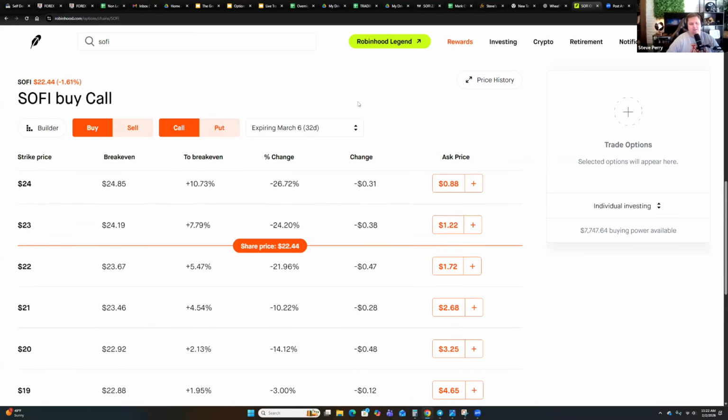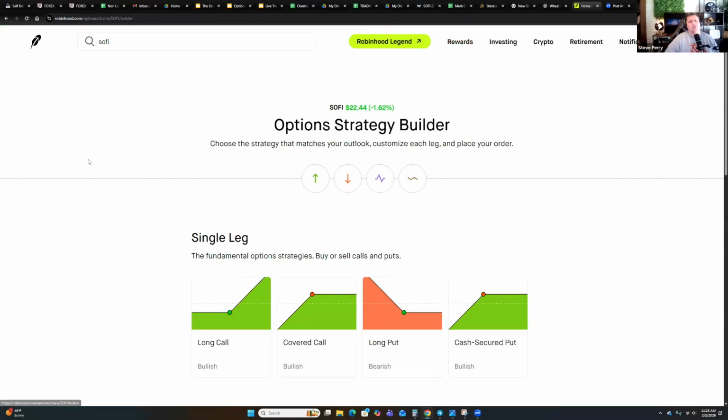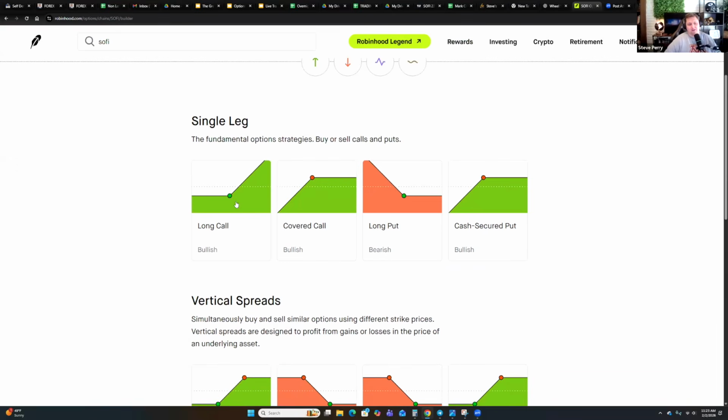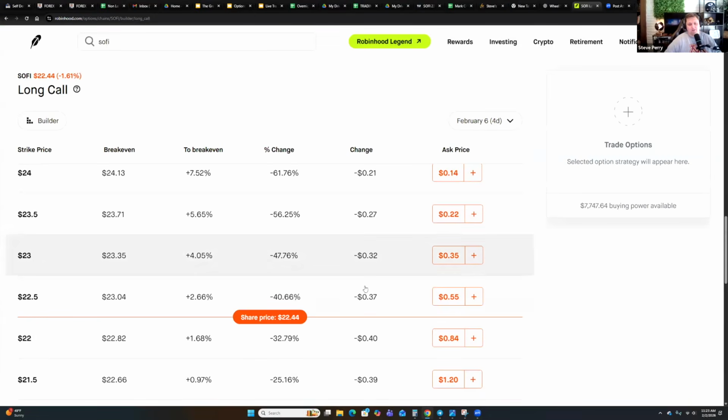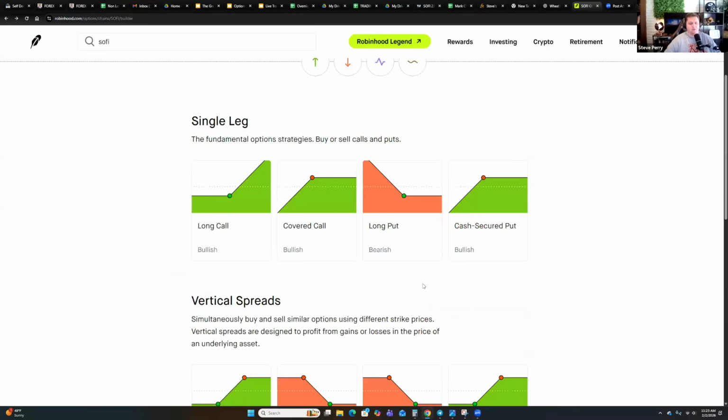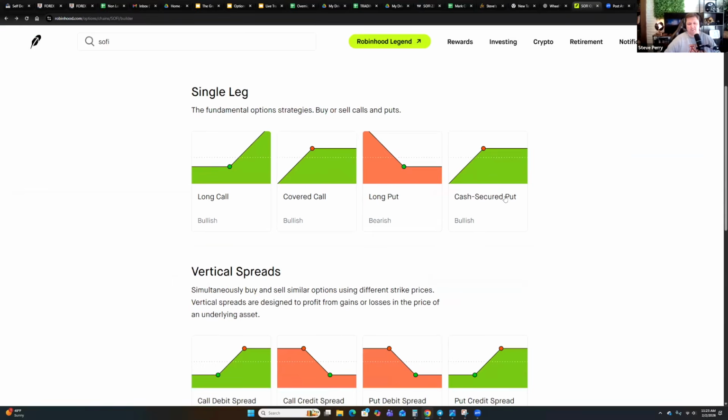One other cool thing that I like about Robinhood is it's really beginner friendly, because if you click on this builder button right here, you can build out your option strategy. So they have single legs right here. If I click this and just click long call, it's going to allow me to buy a long call. If you want to do a cash secured put option, it will build that out for you.